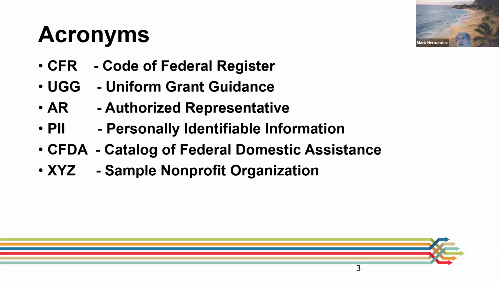In here, we're going to use the authorized representatives in some of these policies or procedures. And we'll be talking about PII, which is personal identifiable information that we need to be aware of. And then the CFDA number, which is the Catalog of Federal Domestic Assistance. And for the policies and procedures that we're going to work with, we're using XYZ as the example.